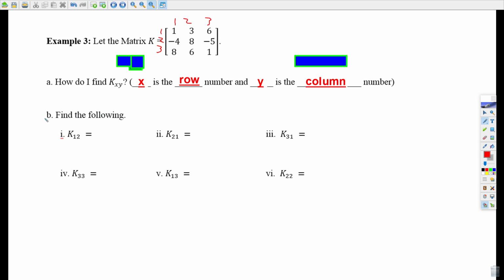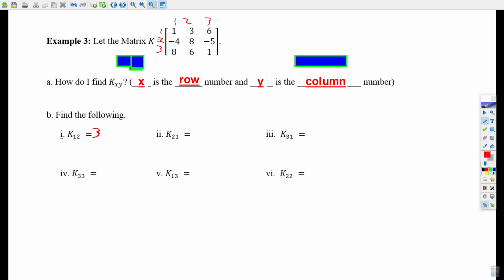So again, if we label these 1, 2, 3 and 1, 2, 3, and we're trying to find K(1, 2), that means you go in the first row, right? That's here. You go down the second column, and wherever they intersect is 3. So the element in K of 1, 2 is 3. That's how you basically identify the elements.